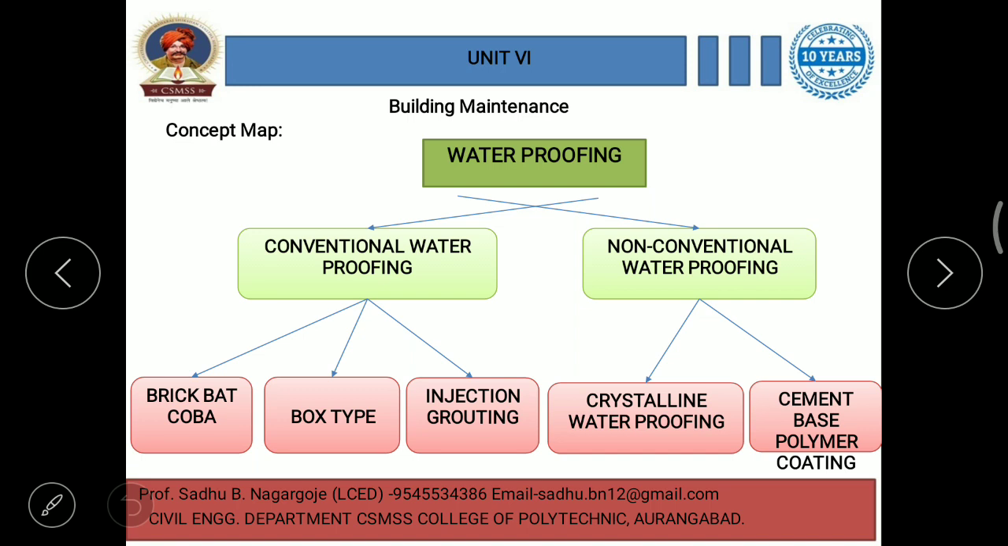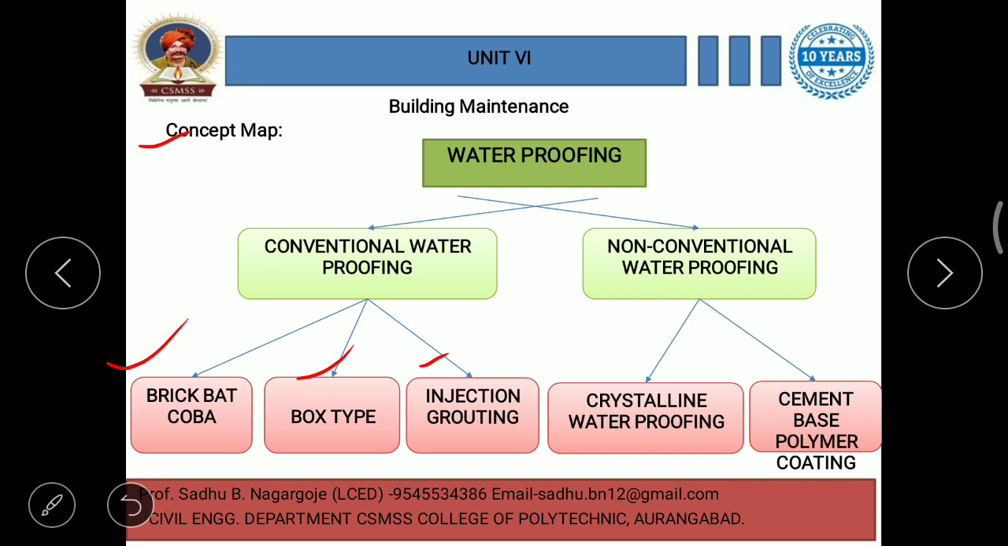We will study waterproofing. So this is a simple concept map of waterproofing. Waterproofing is divided into two methods: conventional waterproofing and non-conventional waterproofing methods. So conventional waterproofing methods are these: brick bat coba, box type, and injection grouting. These are the three conventional waterproofing methods.